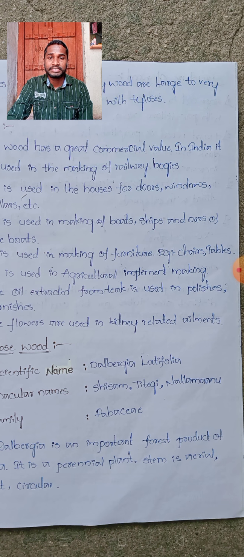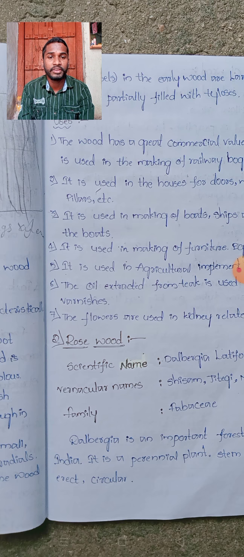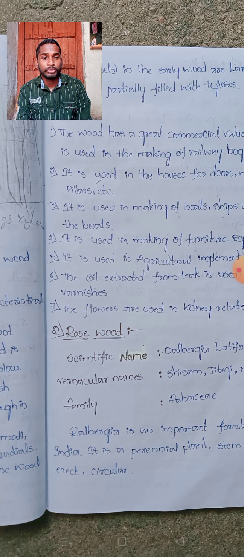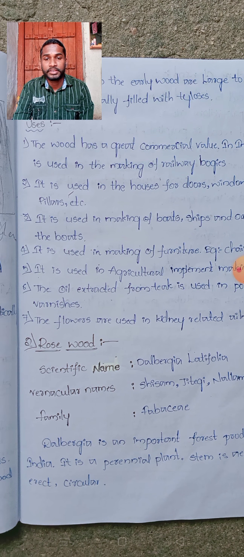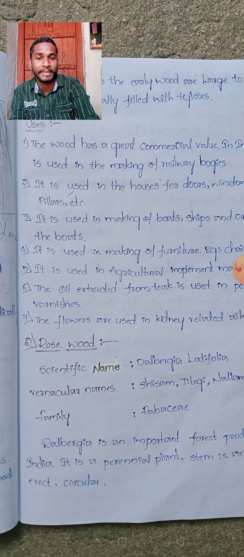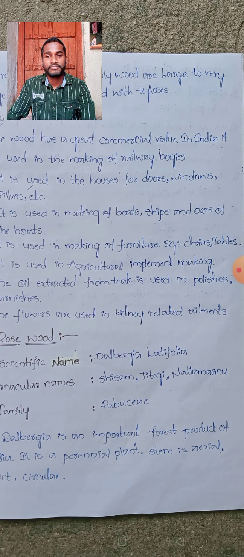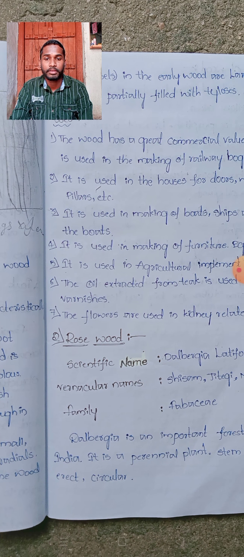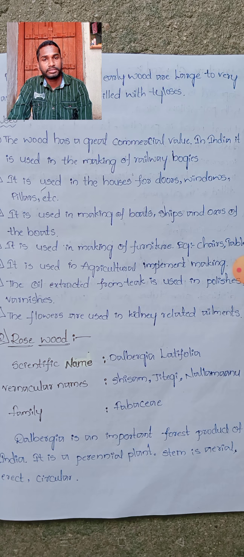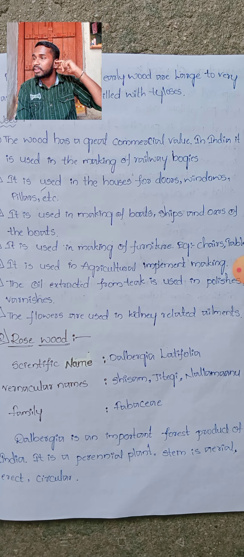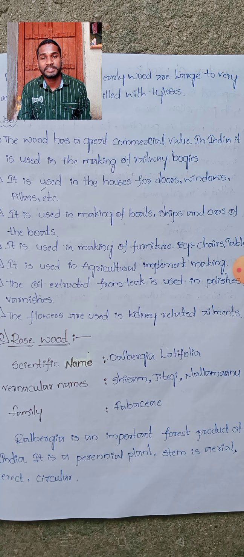In India it is used in making railway bogies, and for houses: doors, windows, pillars, etc. It is used in making boats and ships, and in furniture, for example chairs, tables, etc. House furniture and interior decoration furniture also use this wood.